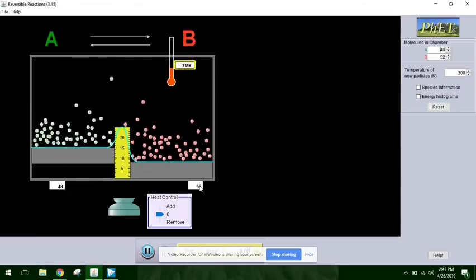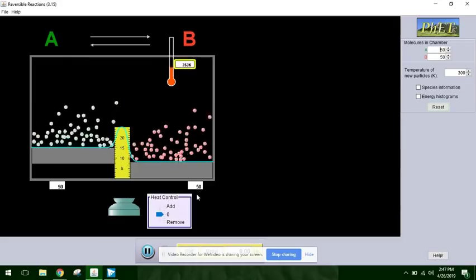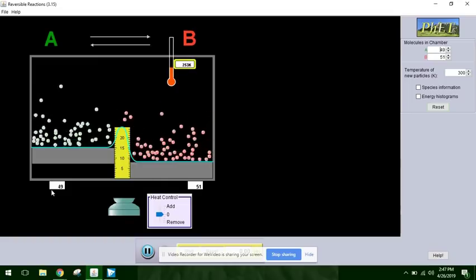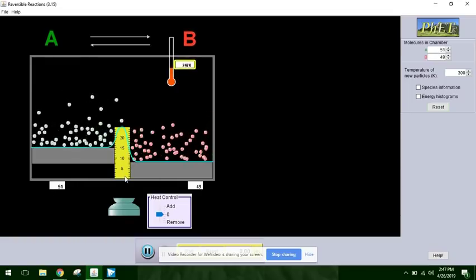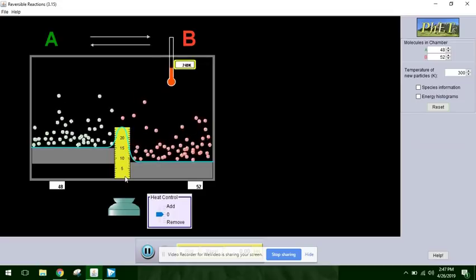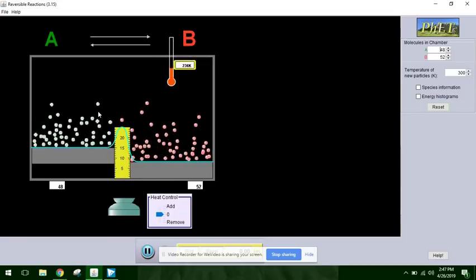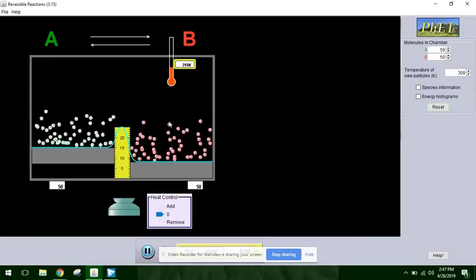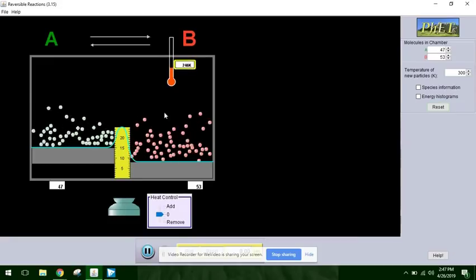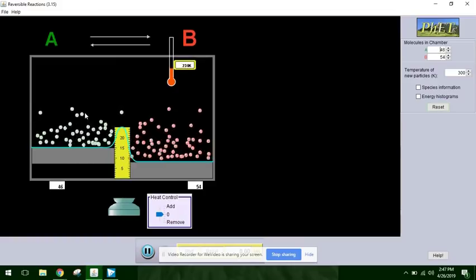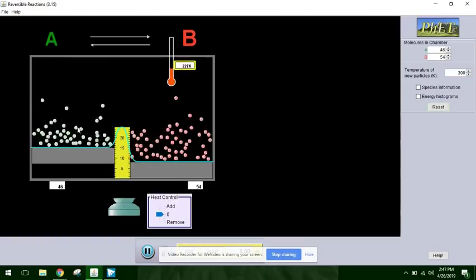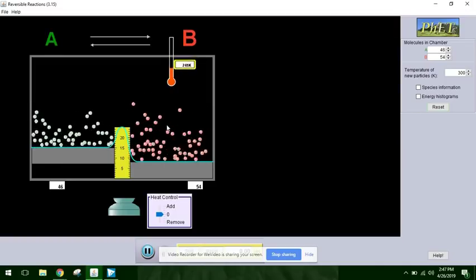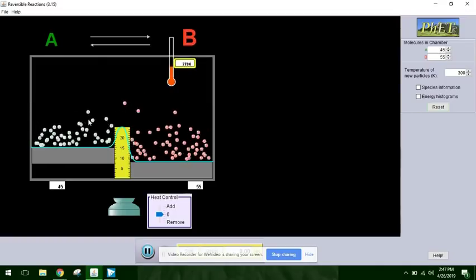We've got more red particles on the right side, on the product side, and fewer green particles on the reactant side. And what it means for this system to fully achieve equilibrium is that every time one of these green particles bounces over to make a B particle, at the exact same time, a red particle has to bounce back to make a green particle, meaning that the rate of the forward reaction, A going to B, is equal to the rate of the reverse reaction, B going to A.